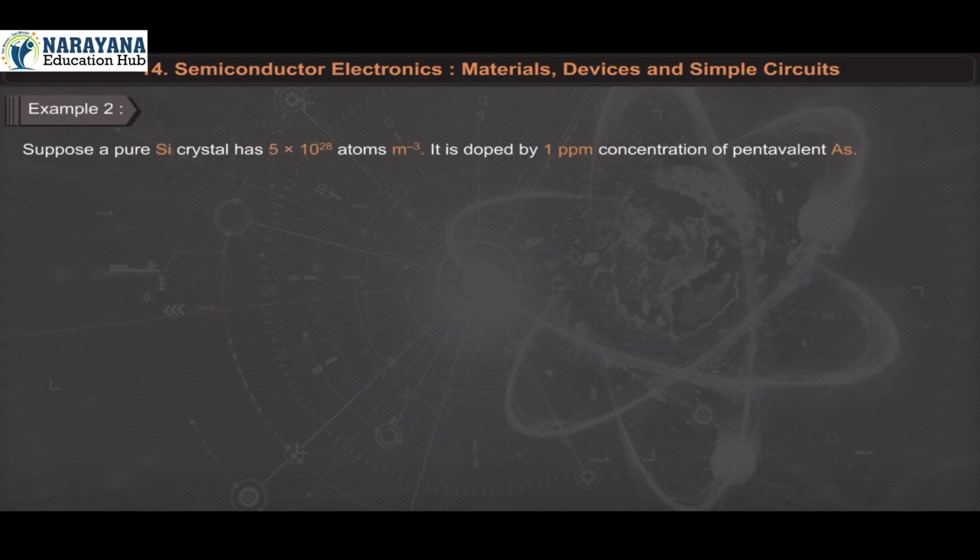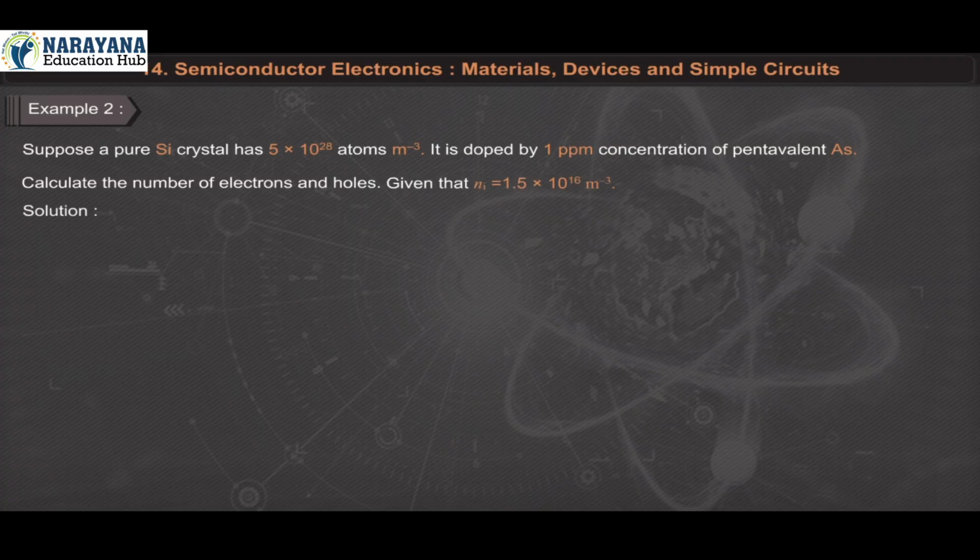Suppose a pure silicon crystal has 5 × 10²⁸ atoms per meter cubed. It is doped by 1 part per million concentration of pentavalent arsenic. Calculate the number of electrons and holes. Given that Ni is equal to 1.5 × 10¹⁶ per meter cubed.